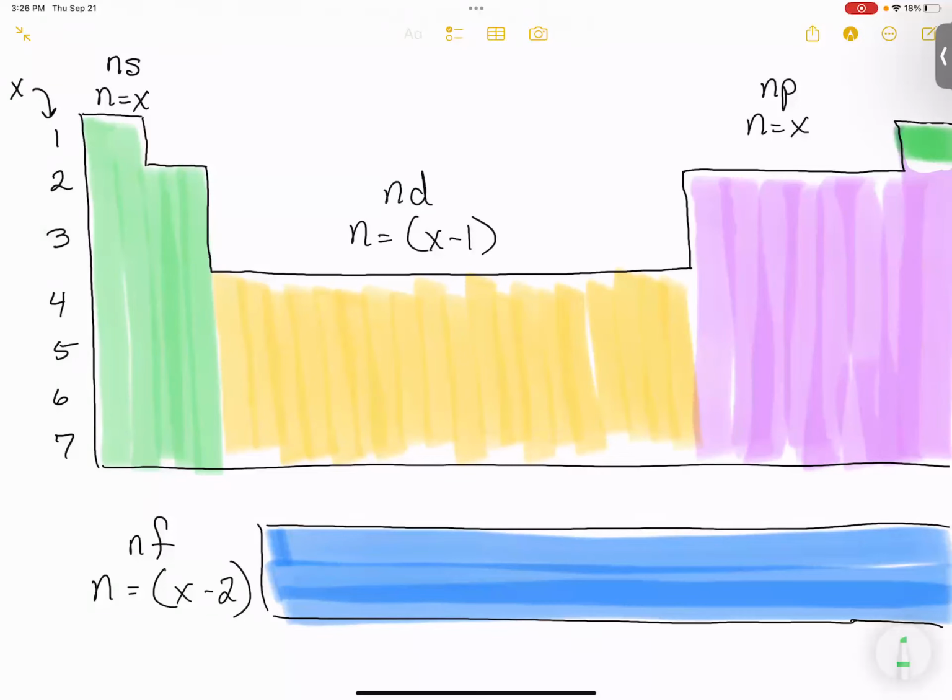Now, on the right-hand side of the periodic table, you'll find the P block. The principal quantum number, again, n, is equal to the period number. So for example, carbon, element number 6 on the periodic table, its last electron is going to be in that 2, because it's in period 2, P subshell.